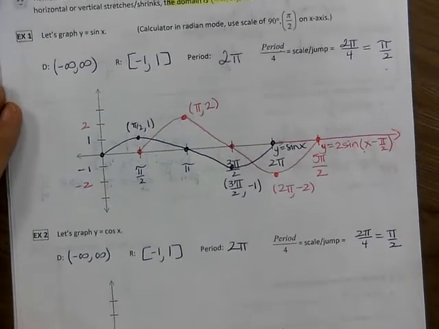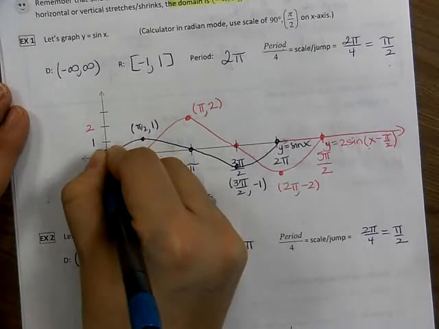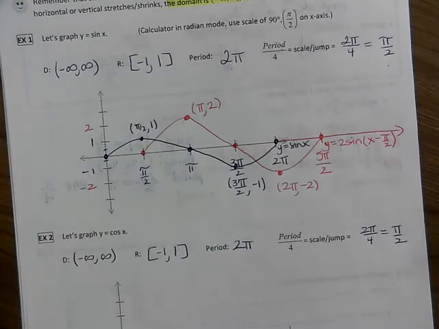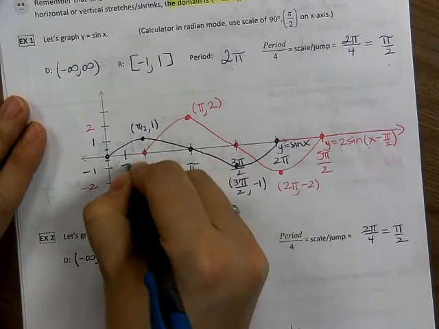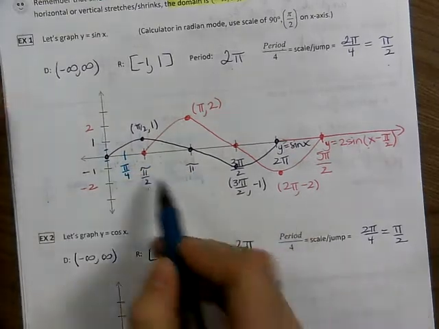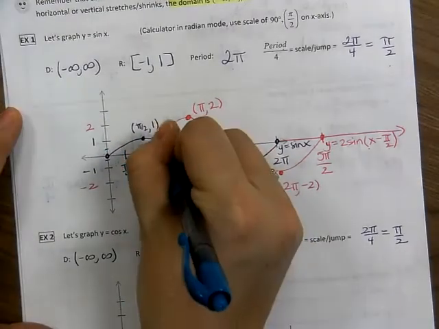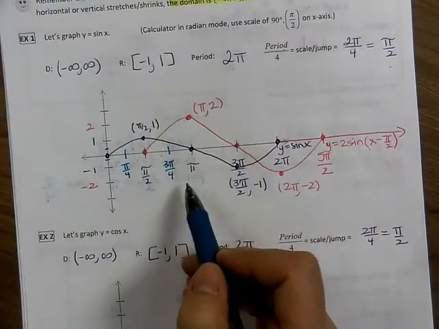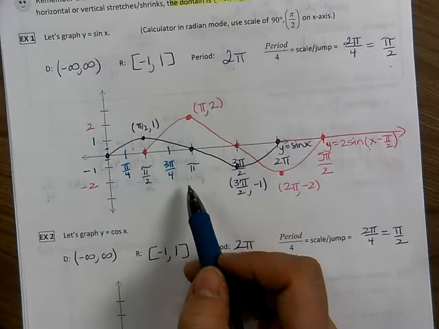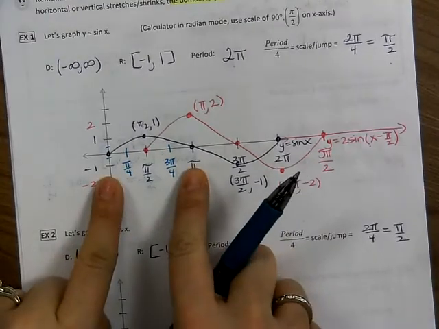Things are going to get a little crowded here. So I want to imagine where that 1/3 and negative 1/3 mark would be. And then I have to count by pi over 4. So this is going to be pi over 4, and then 2 pi over 4 would be pi over 2, and then 3 pi over 4, and then 4 pi over 4 giving me that full period of pi. So I have to fit all my graph right here.